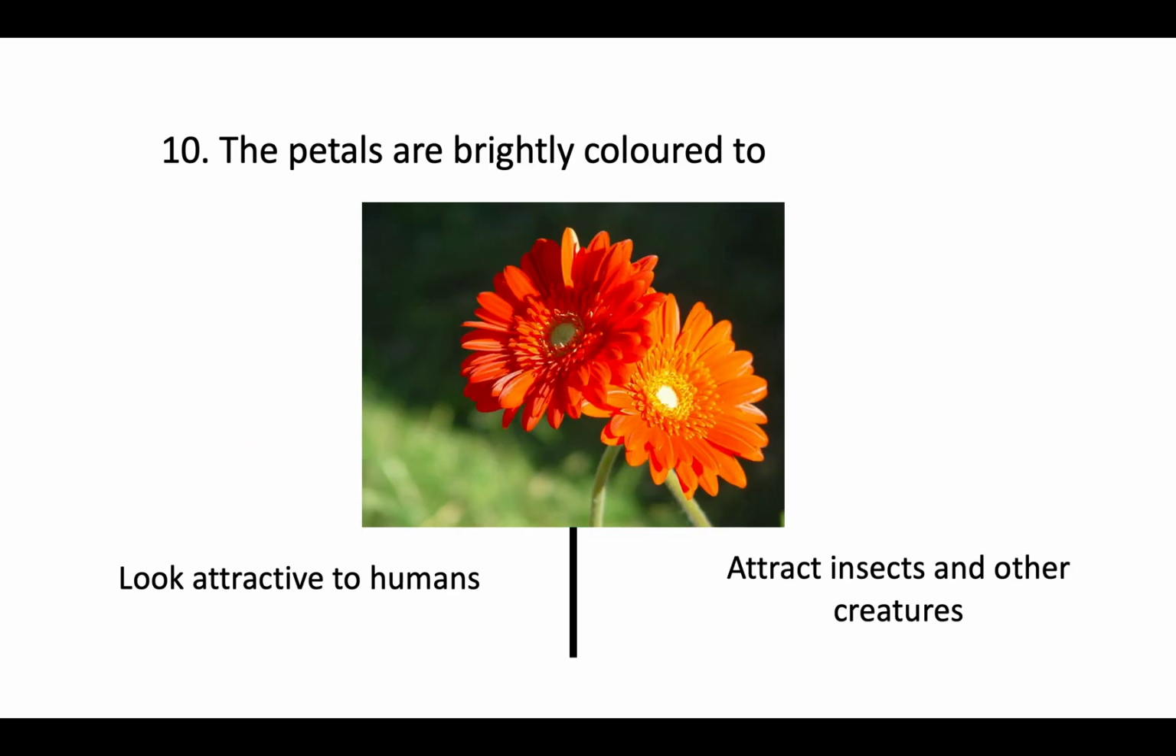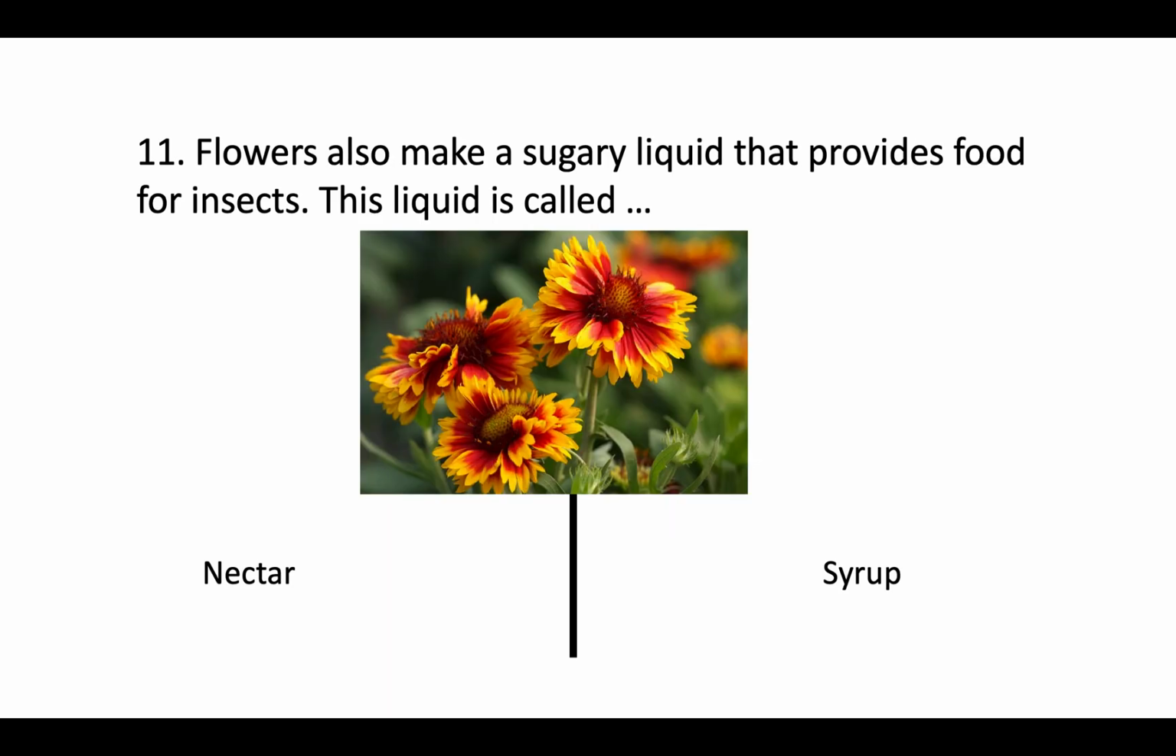Number 10. The petals are brightly coloured to do what? A, look lovely to us humans, or B, attract insects and other creatures. You know this. It's gotta be A or B. Write it down. B! Correct, well done.